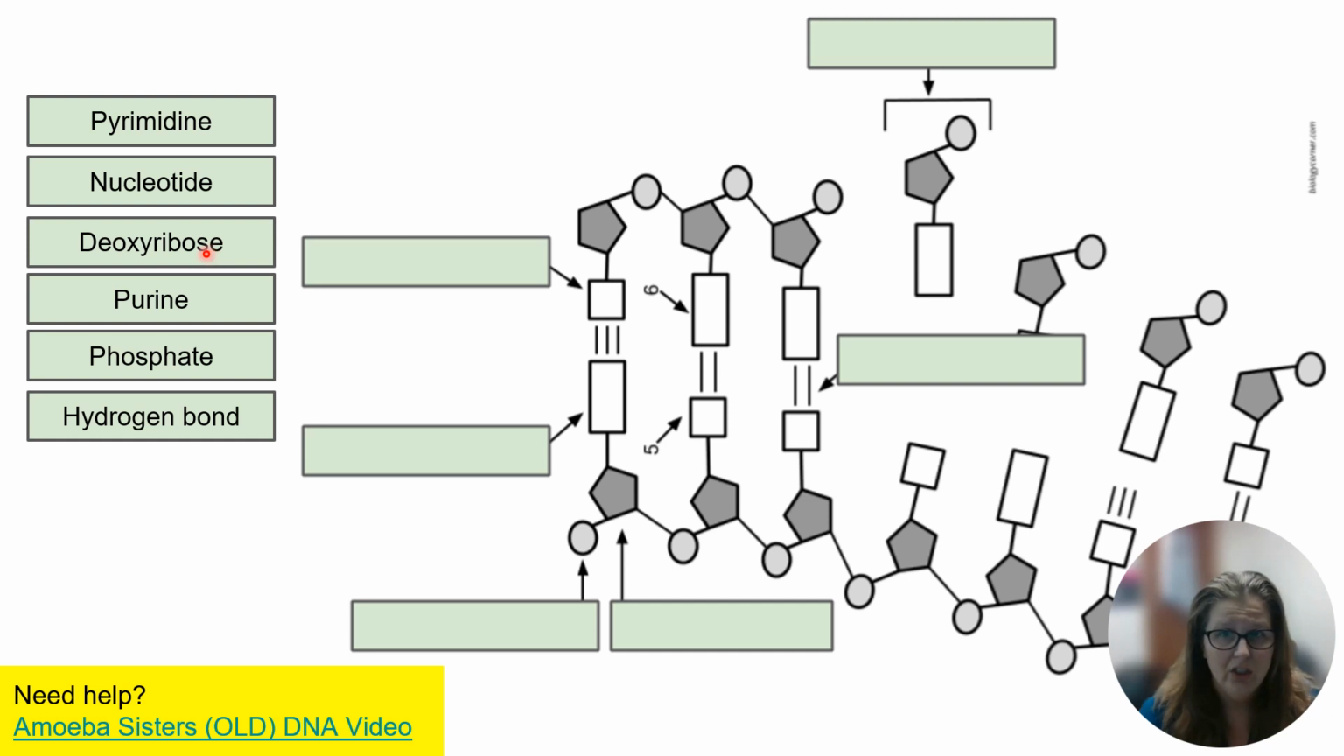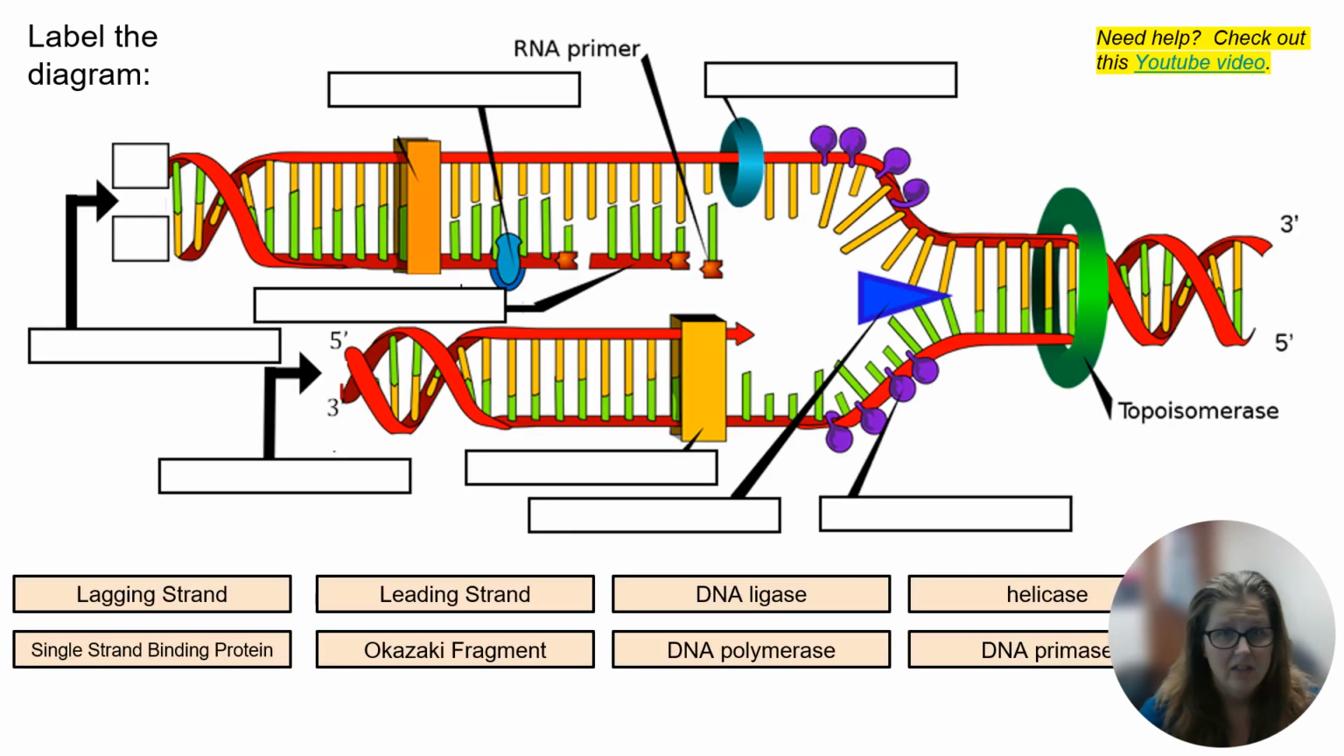Deoxyribose is the sugar. Nucleotides, remember, are your monomers for nucleic acids, and they consist of a phosphate, a sugar, and a nitrogen base. So there's another little hint for you on that. And if you need help, there's the Amoeba Sisters old DNA video I found to be very helpful for this.